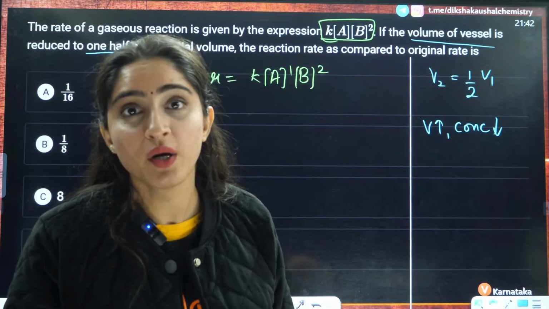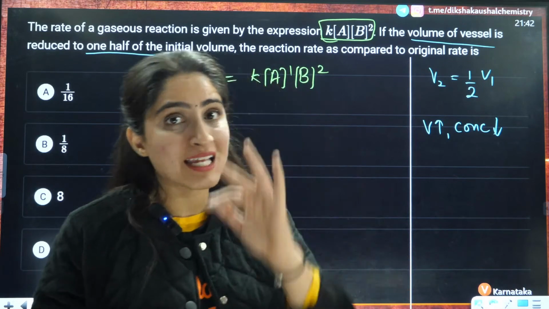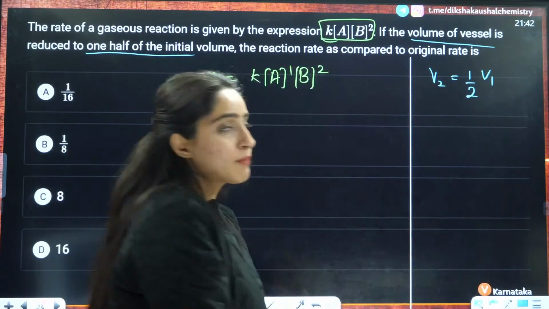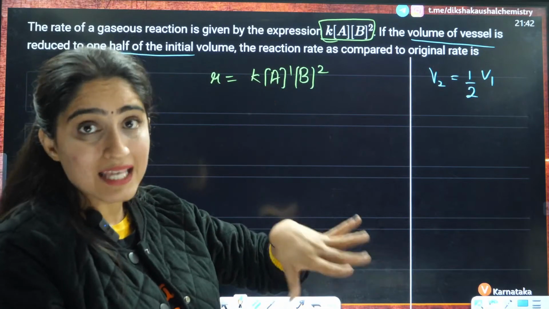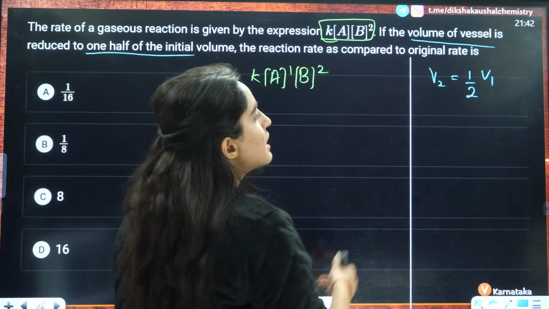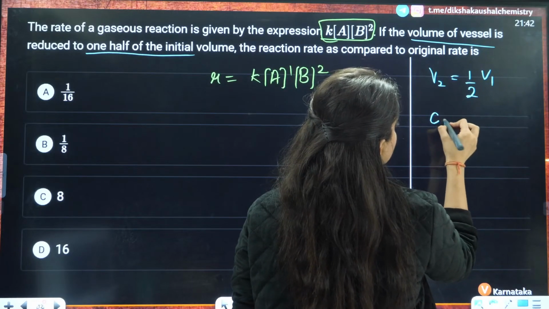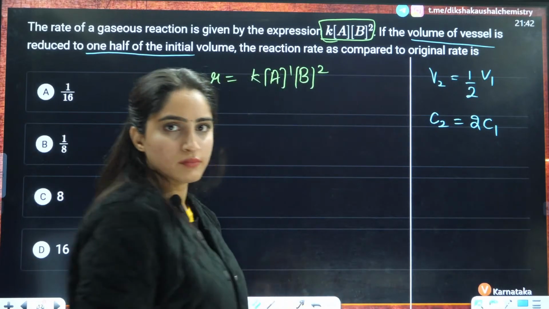What else can you do? You will add water into it, right? That means you are diluting, you are decreasing the concentration of sugar. The same thing we are doing here. That means if volume is decreased, concentration will be increased. So the concentration C2 will be 2 times C1, right?